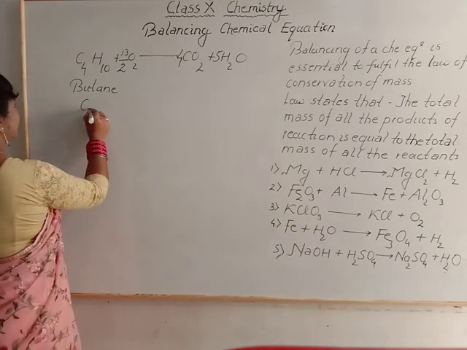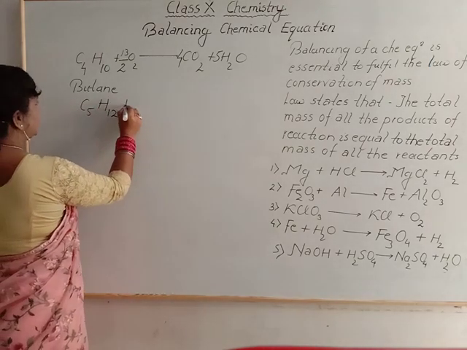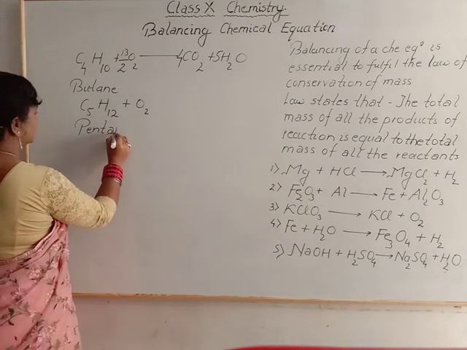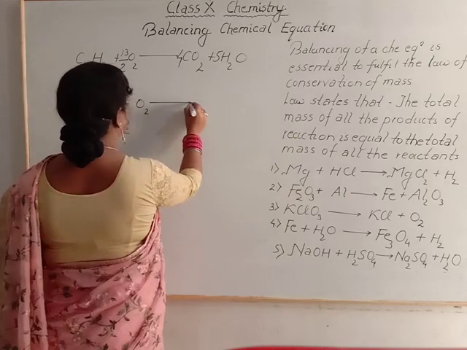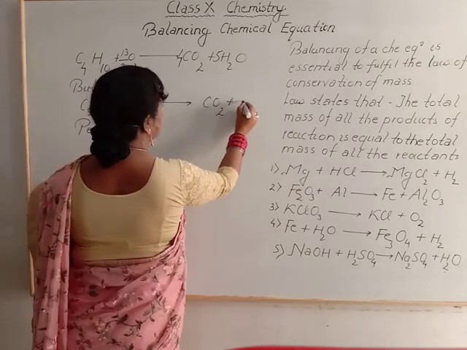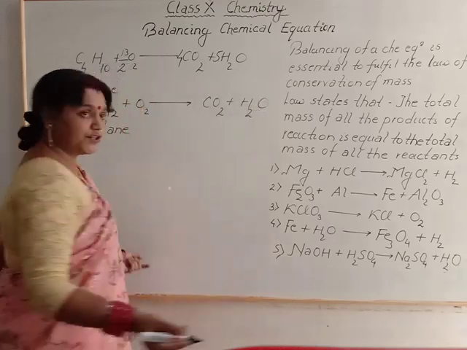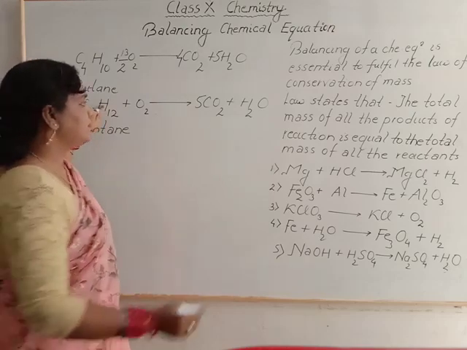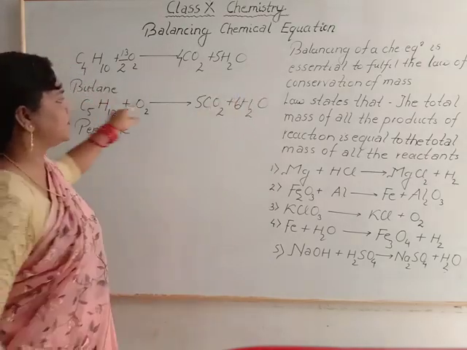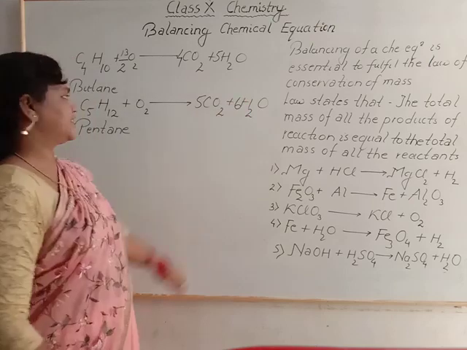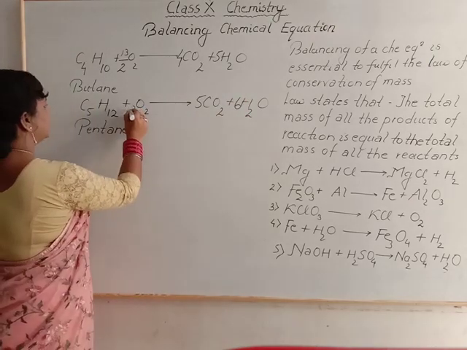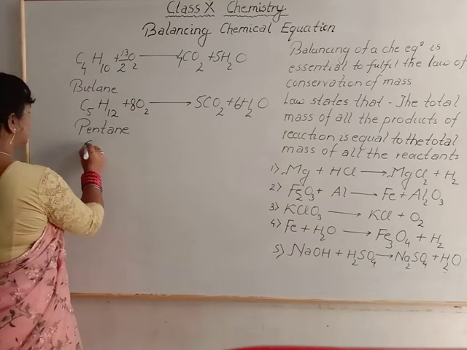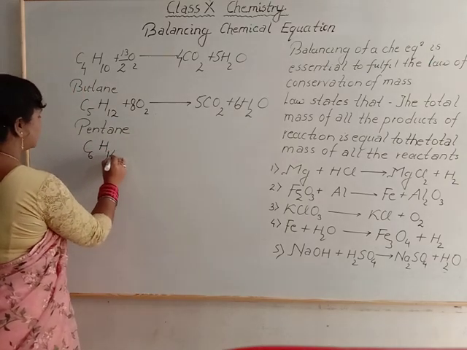Pentane, C5H12 plus oxygen. This is pentane, the fifth member of the alkane family. Again you will get carbon dioxide and water. What you have to do? See here C5, write here 5, H12, write here 6, and calculate the number of oxygen there: 6, 16. Okay, write here 8. 8 into 2, 16. Now again see one more, C6H14, hexane.